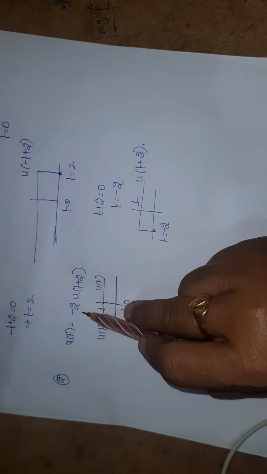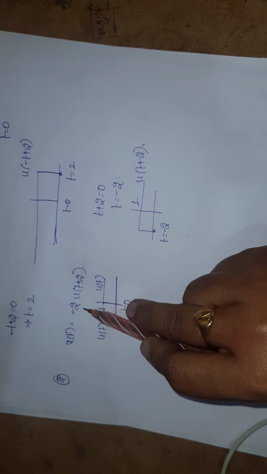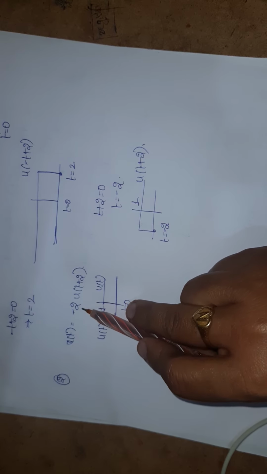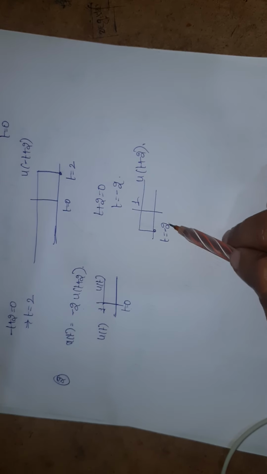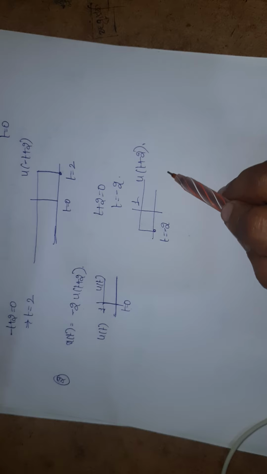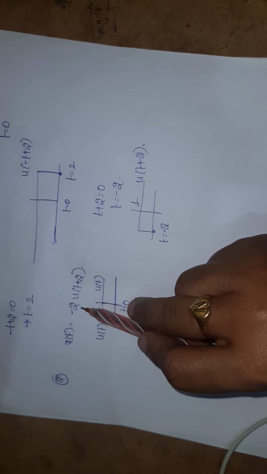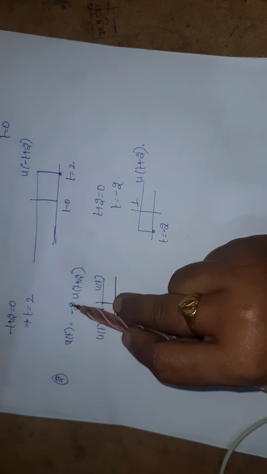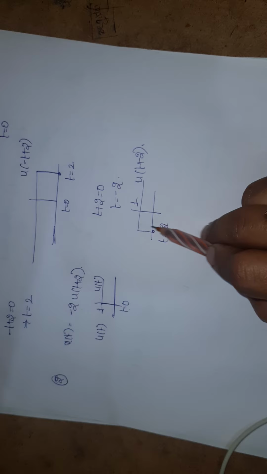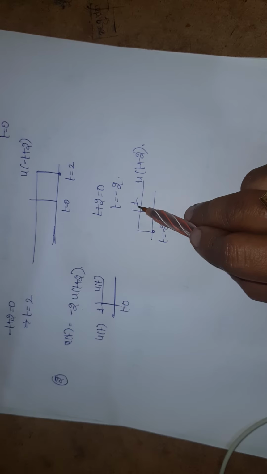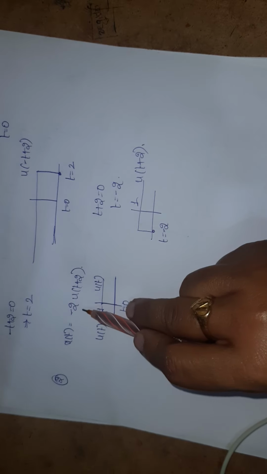Next, u of t plus 2 is multiplied with minus 2. Here there is a change in amplitude. Till now we have discussed variations on the time axis, that is, positive values or negative values. Now I have minus 2 multiplied, and this is nothing but amplitude. Till now we have considered u of t as a unit step signal, that is, the magnitude is 1. Now the magnitude is multiplied by 2.